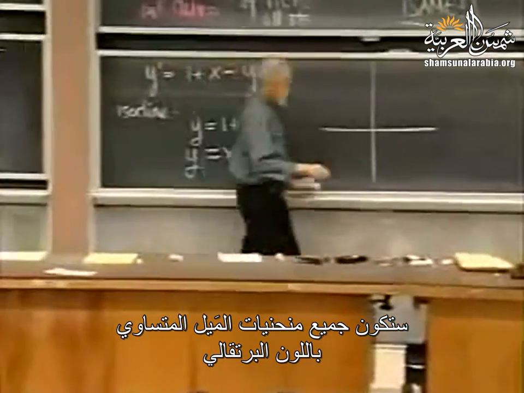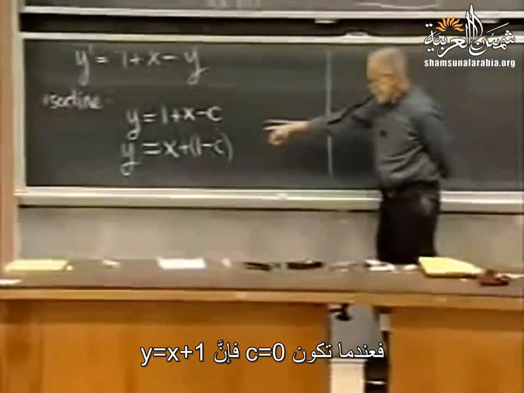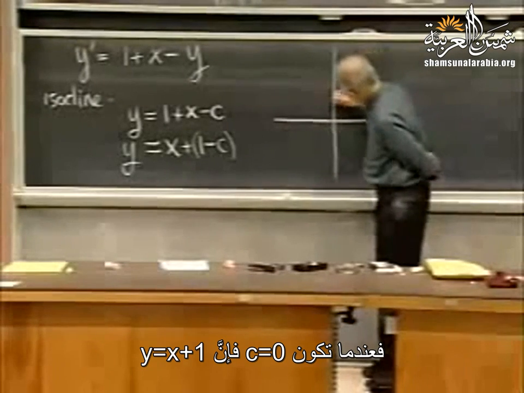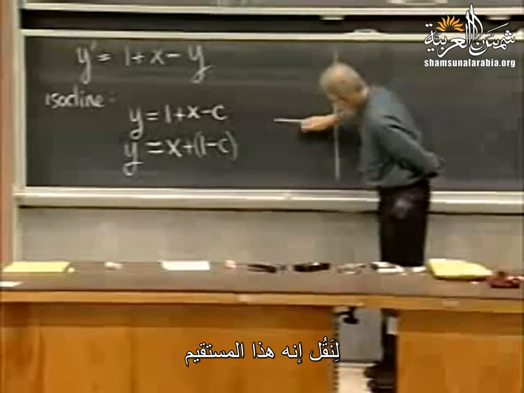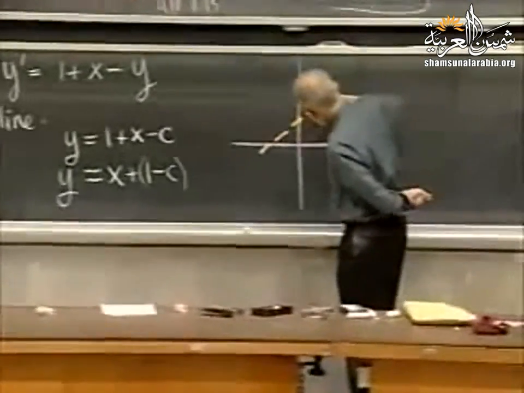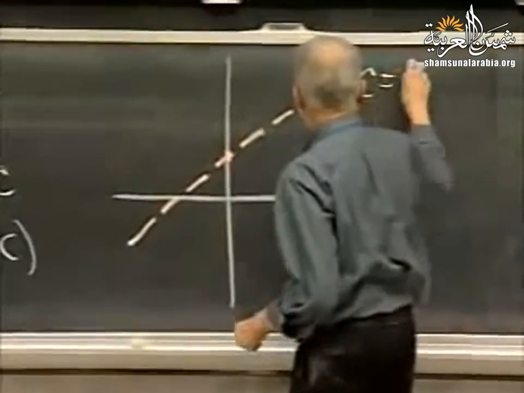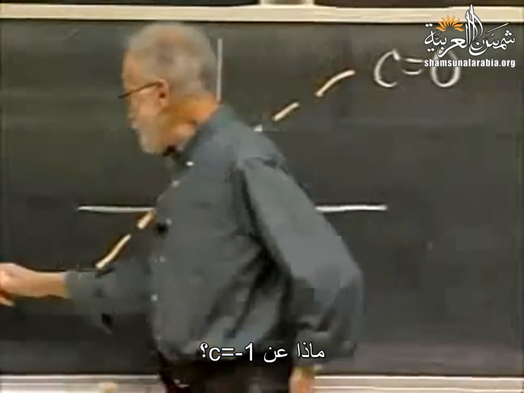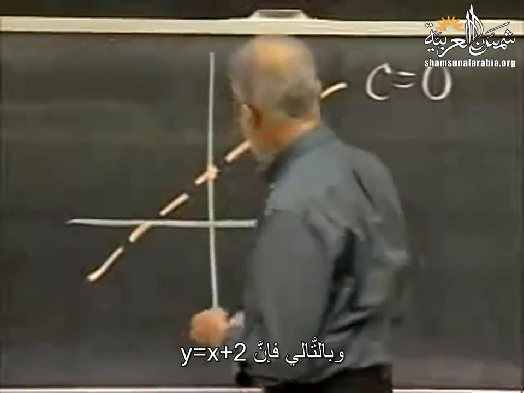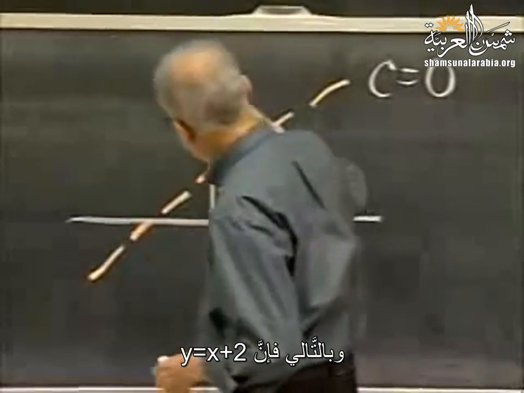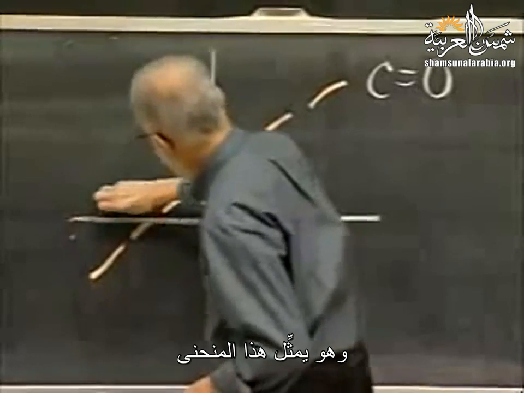So all isoclines are in orange. When c equals 0, y equals x plus 1, so let's say it's this curve. C equals 0. How about c equals negative 1? Then it's y equals x plus 2. It's this curve.